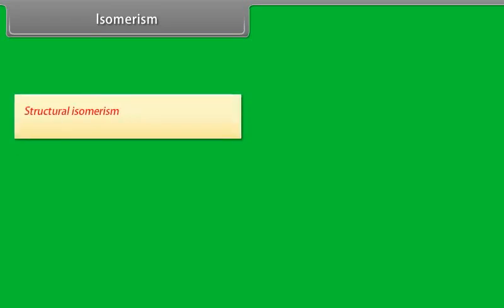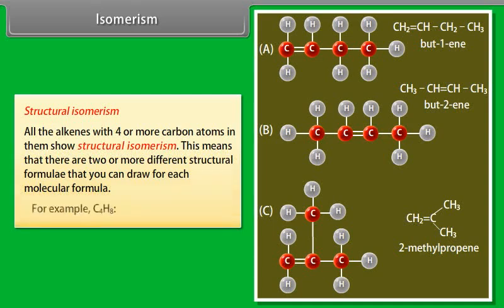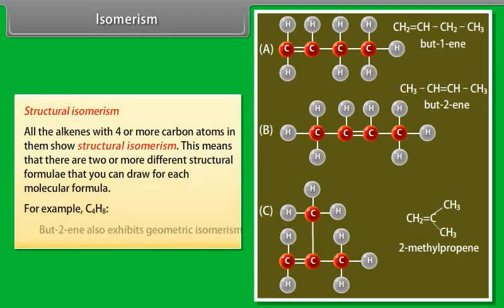Isomerism. Structural isomerism. All the alkenes with 4 or more carbon atoms in them show structural isomerism. This means that there are 2 or more different structural formulae that you can draw for each molecular formula. For example, with C4H8, it isn't too difficult to come up with these 3 structural isomers. There is, however, another isomer.